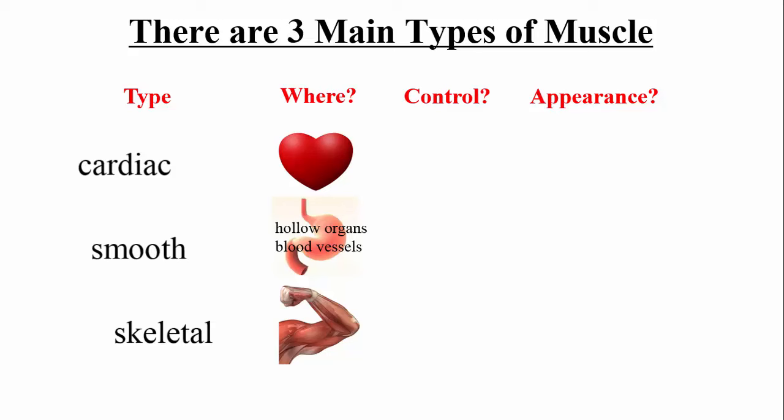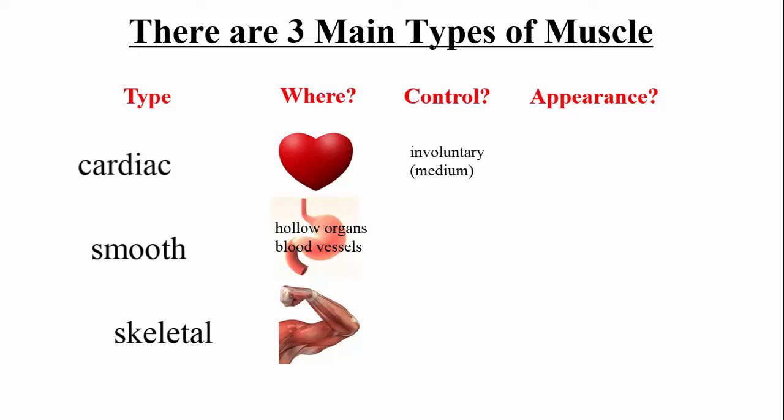What kind of control are each of these muscles under? So the cardiac muscle is under something called involuntary control. And really, when we talk about muscles, we want to say, okay, are they under voluntary control or involuntary control? Then we want to ask another question. Are they striated or are they not striated? Those are two questions we often ask. So let's start with the control question, voluntary or involuntary.